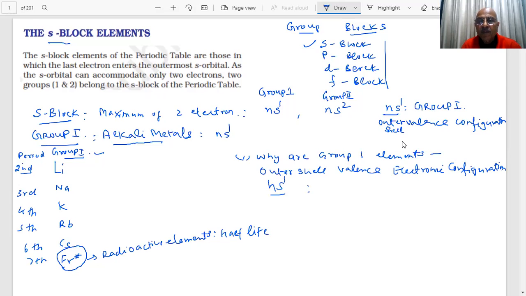Why are they called alkali metals? Can you tell me what could be the reason? What do you mean by alkali metal, student? Why do we call these elements alkali metals? That is the first question. What do you think could be the answer? Group 1 elements, why are they called alkali metals?